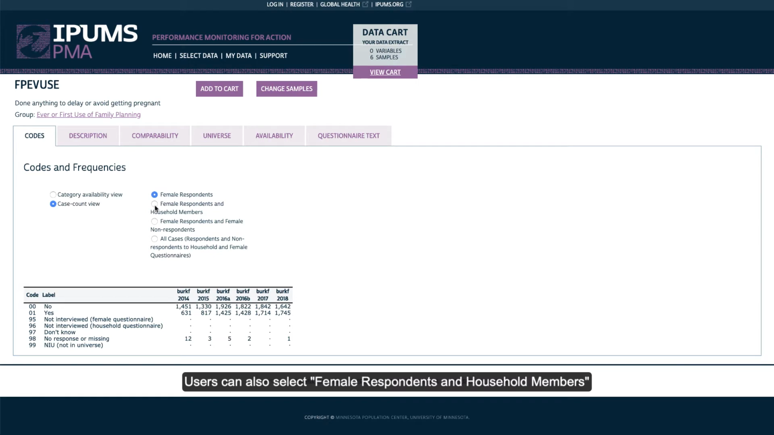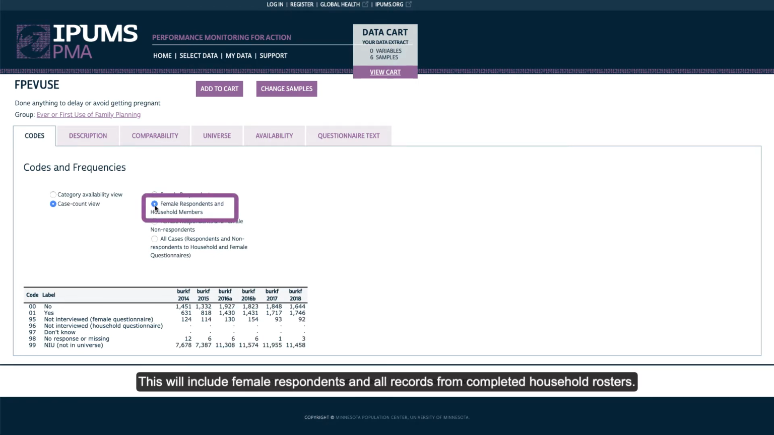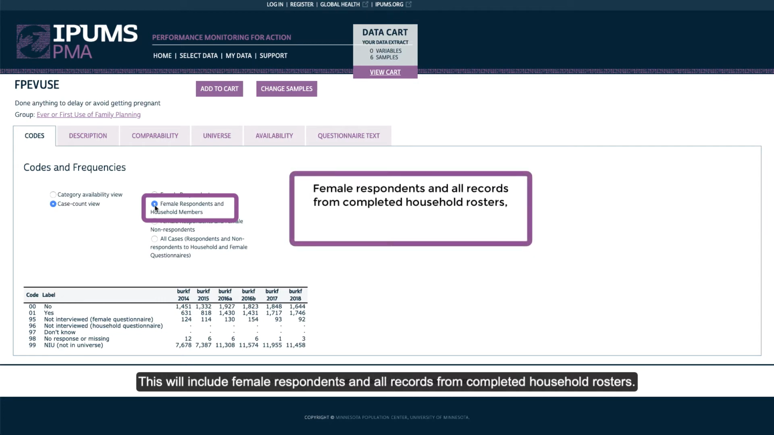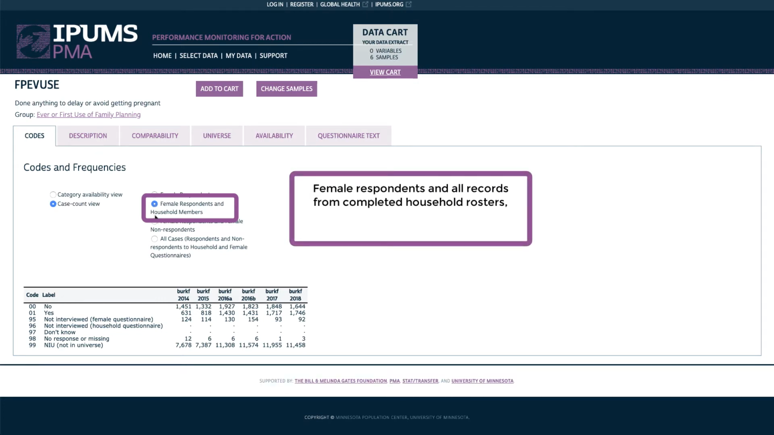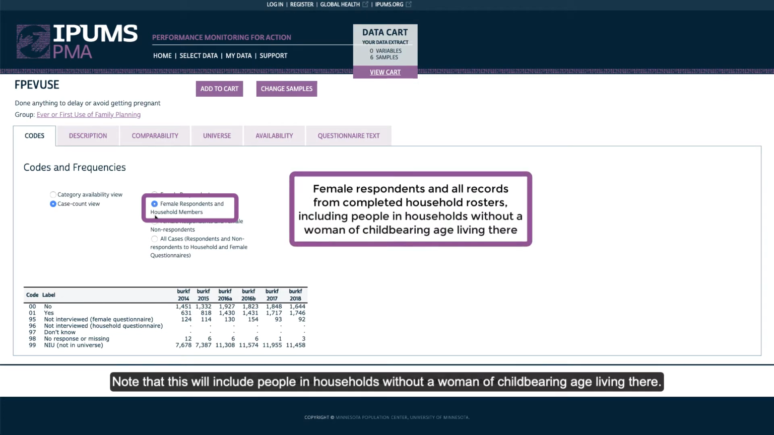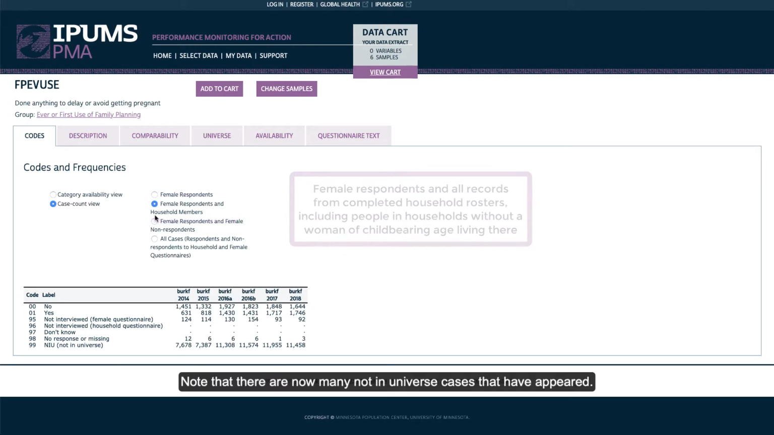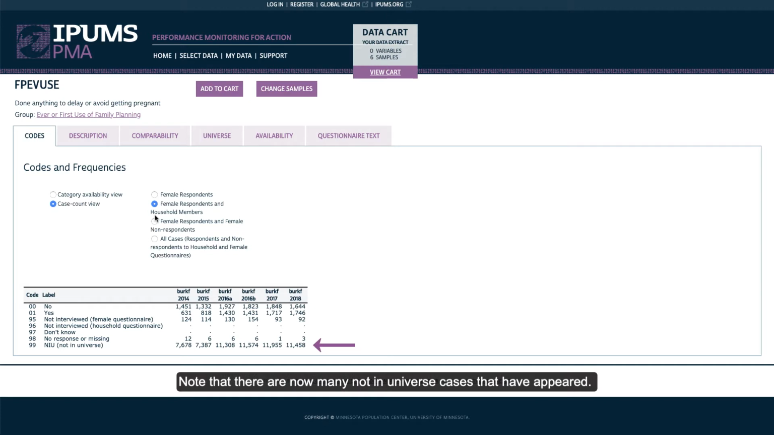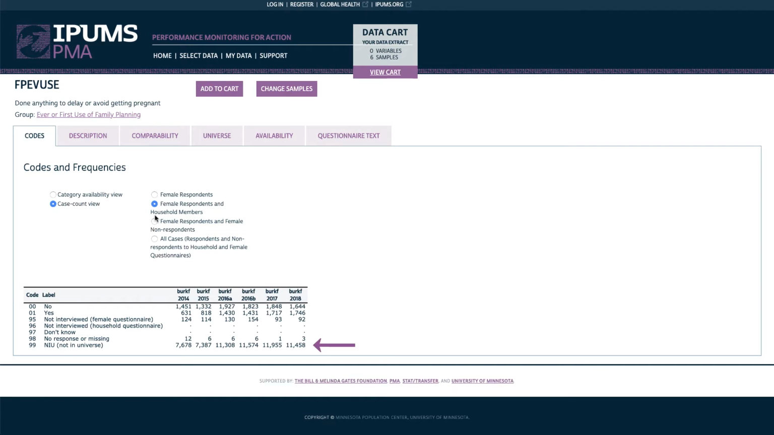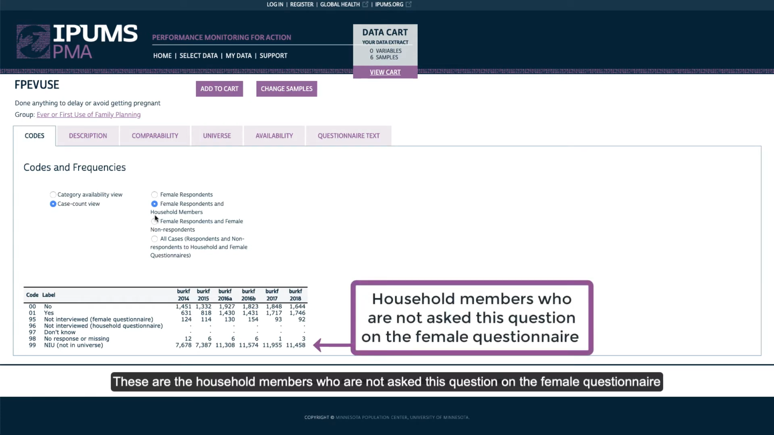Users can also select female respondents and household members. This will include female respondents and all records from completed household rosters. Note that this will include people in households without a woman of childbearing age living there. Note that there are now many not in universe cases that have appeared. These are the household members who are not asked this question on the female questionnaire.